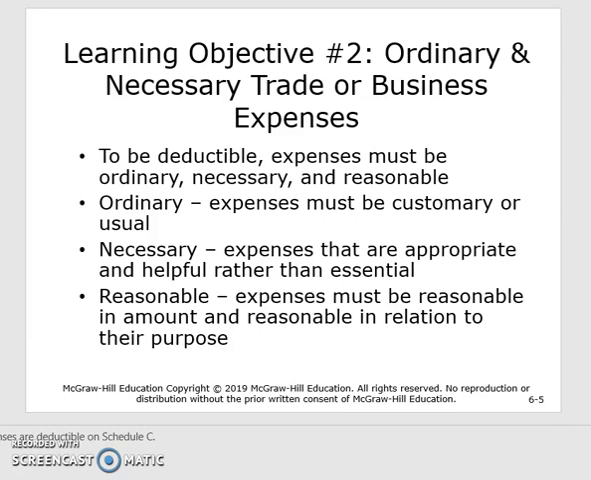Business expenses are deductible, however, to be deductible, the expenses must be ordinary, meaning that they are expenses that are customary or usual in that course of business; necessary, meaning that they are appropriate and helpful rather than essential; and reasonable, meaning that they are reasonable in amount and reasonable in relation to their purpose.